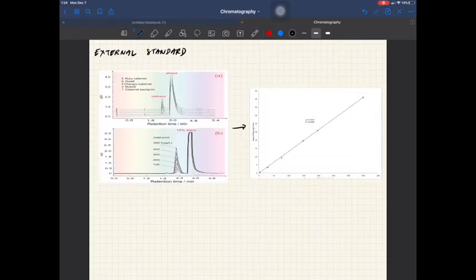But how is chromatography used in chemical analysis? Suppose we have the following analysis. Different concentrations of methanol are subjected to column chromatography, or let's say HPLC, high performance liquid chromatography. So we have 100 ppm, 200 ppm, 300 ppm, 400 and 500 ppm of methanol. Since we are talking about methanol, they have similar retention times.